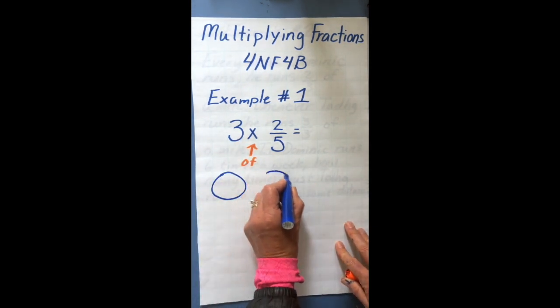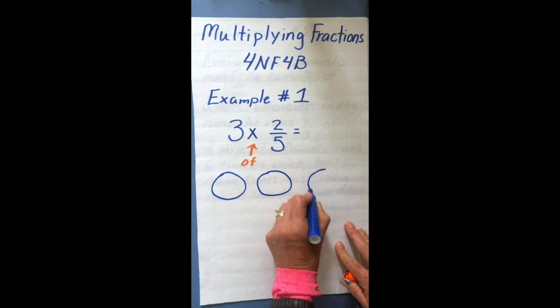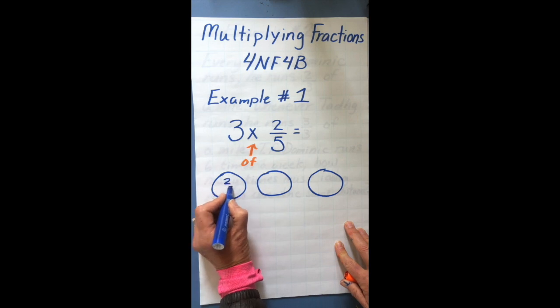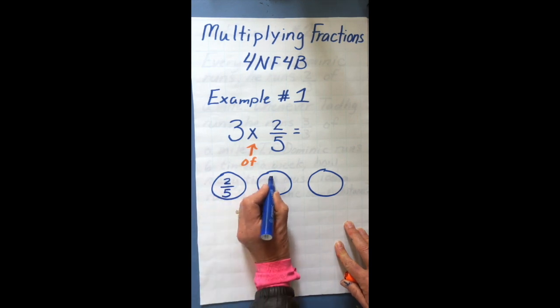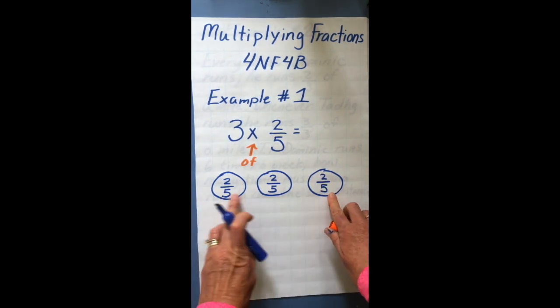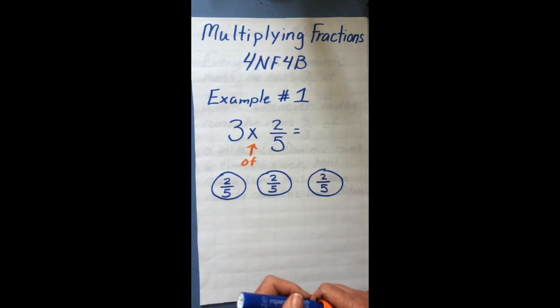1, 2, 3 groups of 2/5. So that's 2/5, 2/5, 2/5. Now this looks like repeated addition.